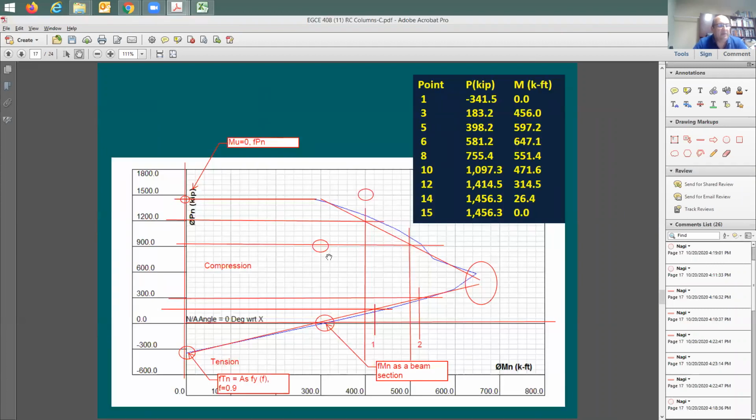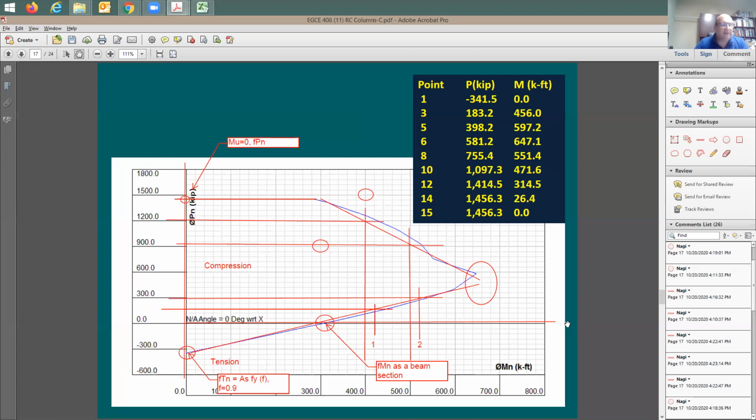So coming back to here, what I'm trying to say is we're going to have this interaction diagram for each concrete section. And this is going to be the most detailed analysis that you can do to a concrete section when you do this interaction diagram. Interaction diagram is going to be a relationship between the axial load and the flexure, the moment, when you have M and P at the same time on a section.